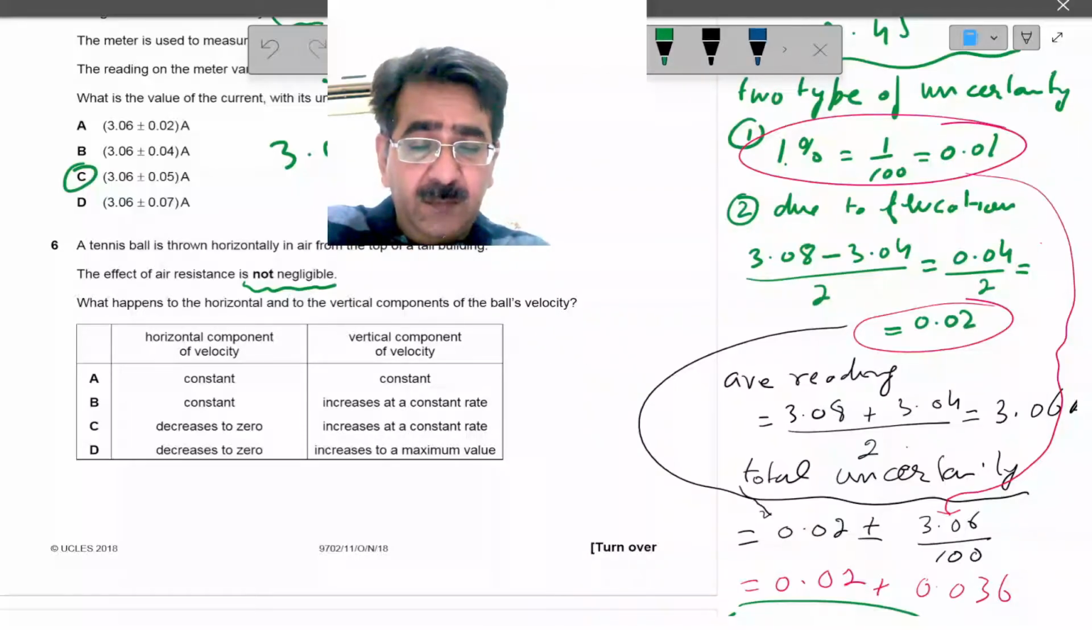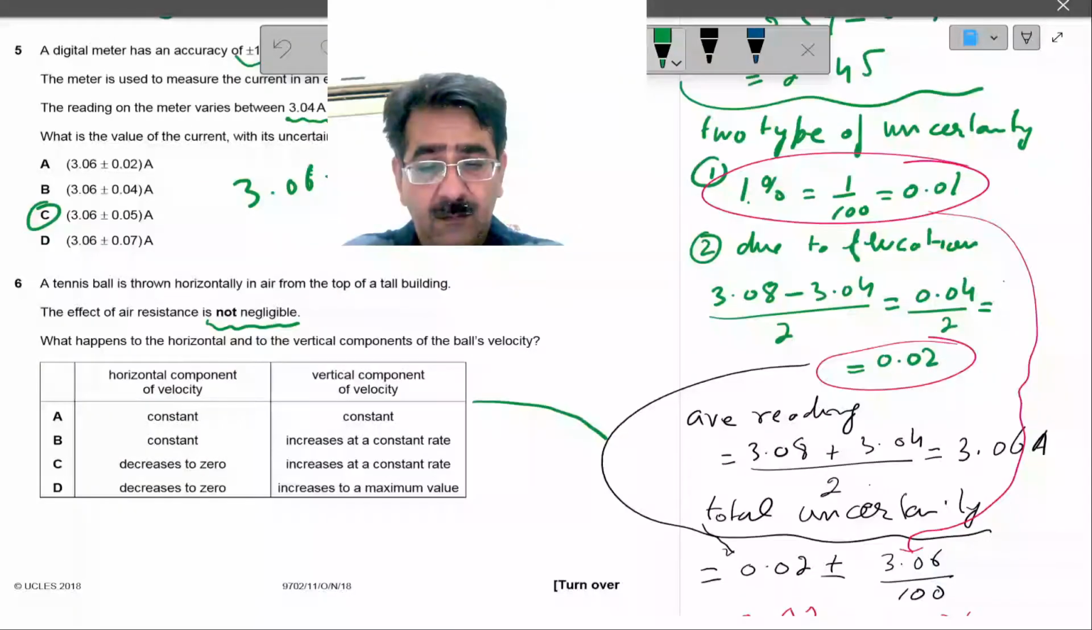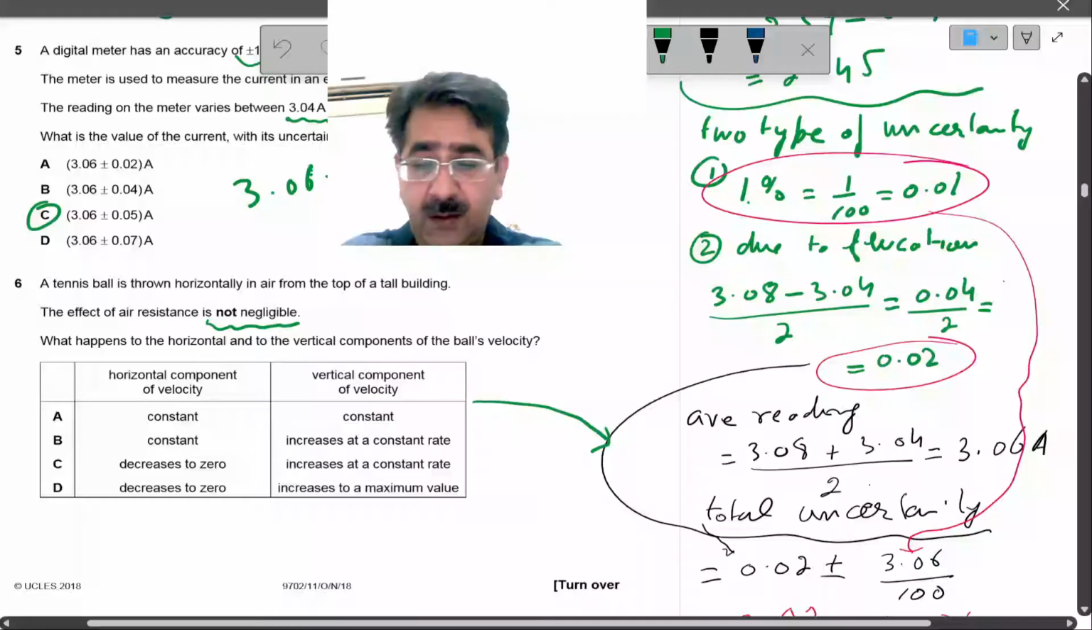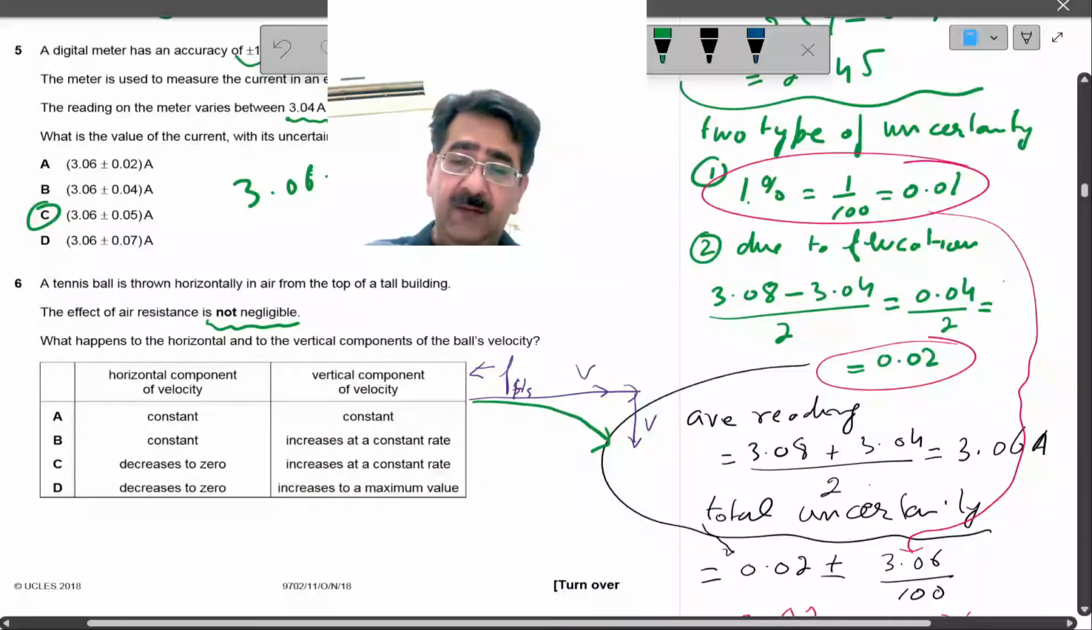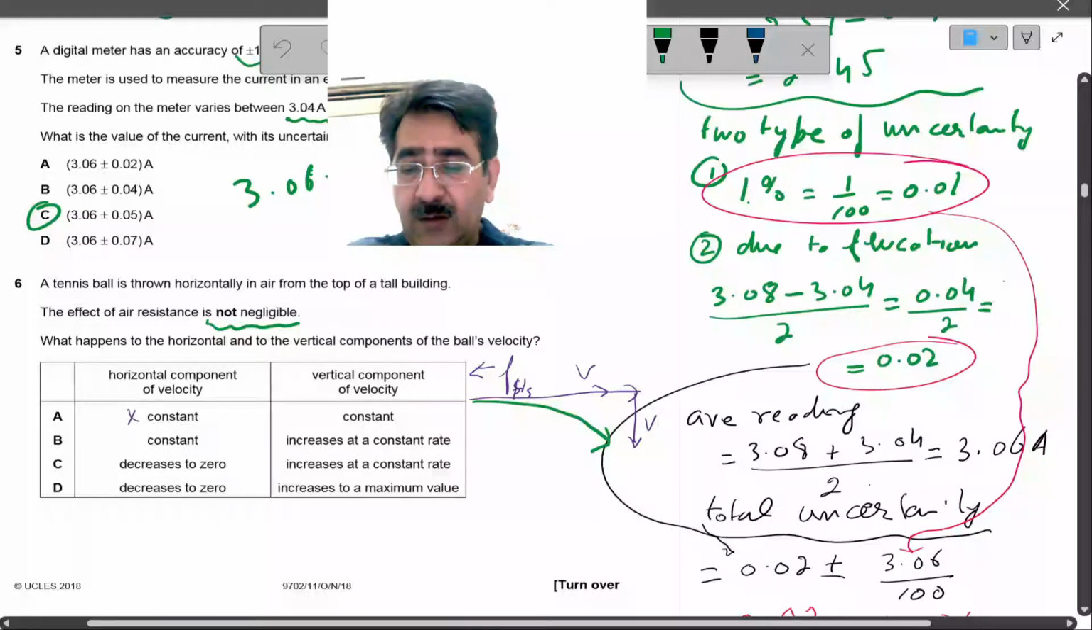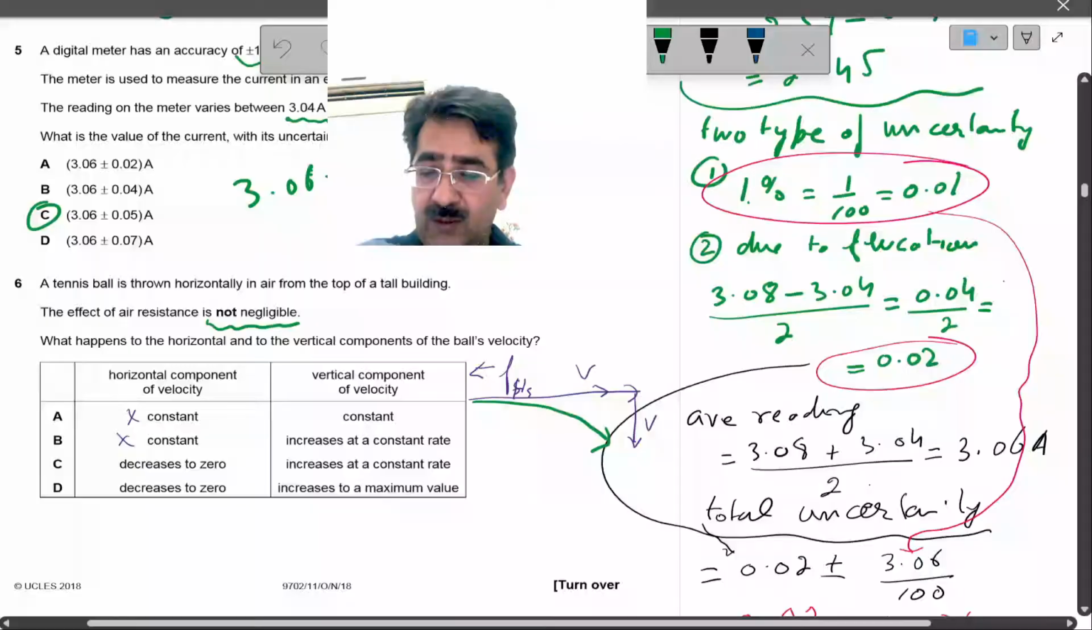When the ball is thrown horizontally, it moves in this way, so the velocity will have two components, one along the horizontal and one vertical. Since velocity is toward this, the horizontal component of air resistance will be in the opposite direction. So a constant horizontal component of velocity is wrong. Because there is air resistance opposite to the velocity, it will resist the horizontal component, so the velocity will decrease toward zero.